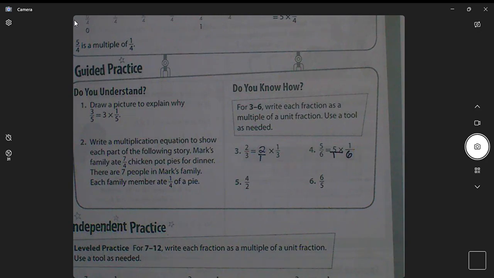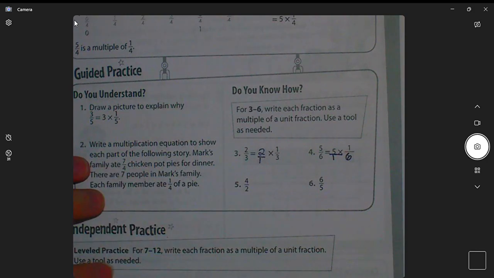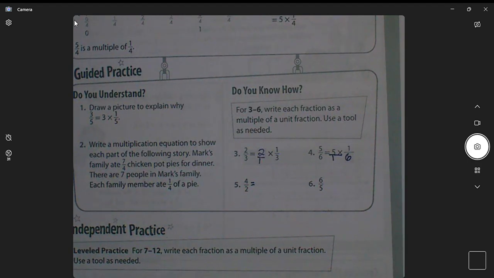Ooh, now this one's tricky. 4 halves. It's going to ask me to write a multiplication problem for this. So, again, my numerator tells me a clue. What number is in my numerator? What number is that? You're right, it's 4.